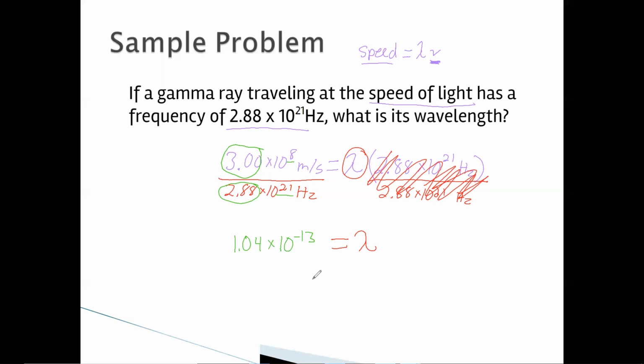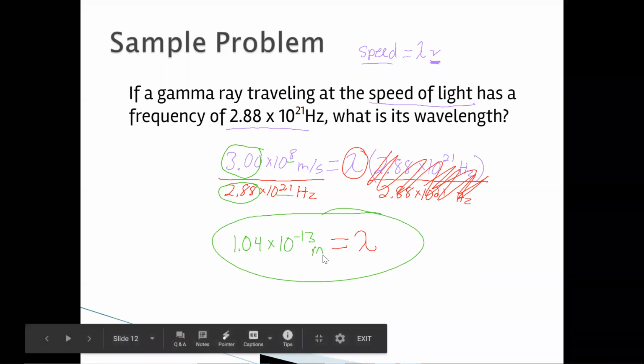So the last thing I want to talk about before I move on to the next problem is, do our sig figs match? We have 1, 2, 3 sig figs here. We have 1, 2, 3 sig figs there. Our answer has 1, 2, 3 sig figs. So our sig figs are good. We did the problem. This is our answer. But we have to include units. And if you recall, the wavelength is measured in meters. So our unit for wavelength is going to be meters.